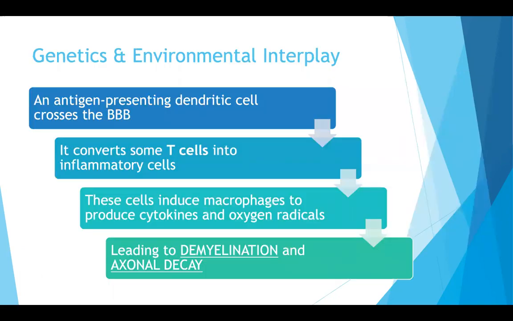It has been suggested that there's an interplay between genetics and environmental factors in the development of this disease. More specifically, it has been suggested that an antigen-presenting dendritic cell crosses the blood-brain barrier. It converts some T cells into inflammatory cells, and these cells then induce macrophages to produce cytokines and oxygen radicals, which will then lead to the demyelination and axonal decay characteristic of multiple sclerosis.